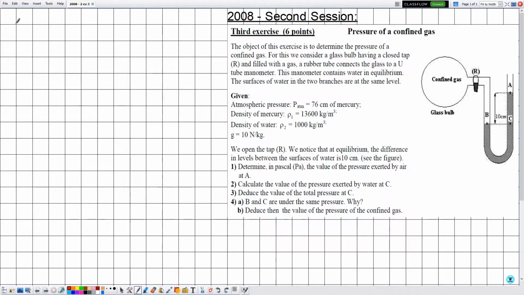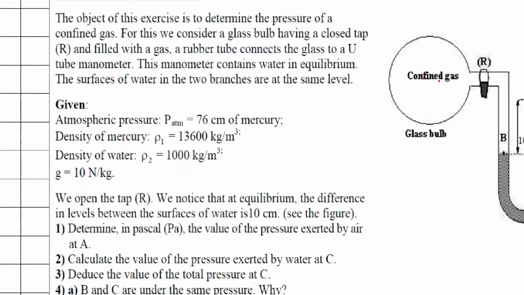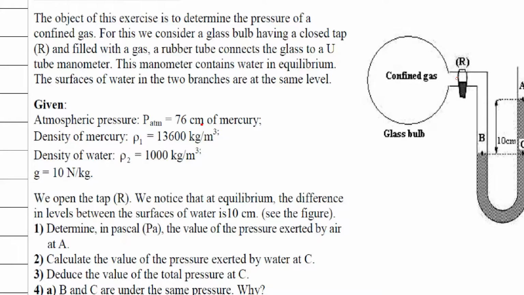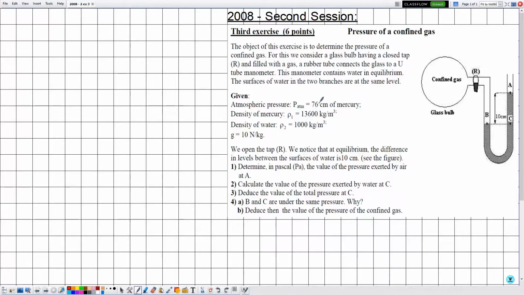So given that the atmospheric pressure is equal to 76 centimeter of mercury, notice that here the quantity and the unit are not in agreement, because we know that the SI unit of the pressure is given by Pascal or Newton per meter square. So from the very beginning we need to rewrite this given properly. Centimeter is the unit of length or depth in particular.